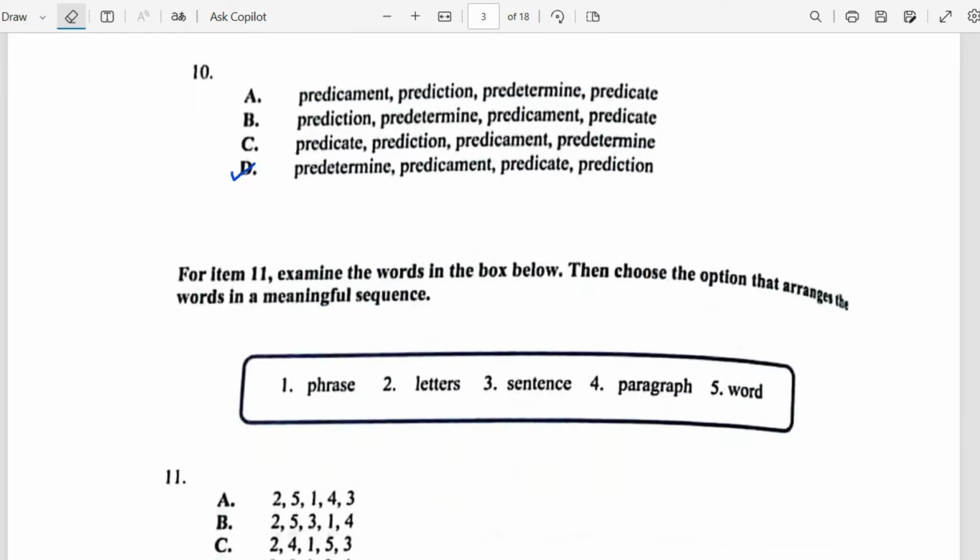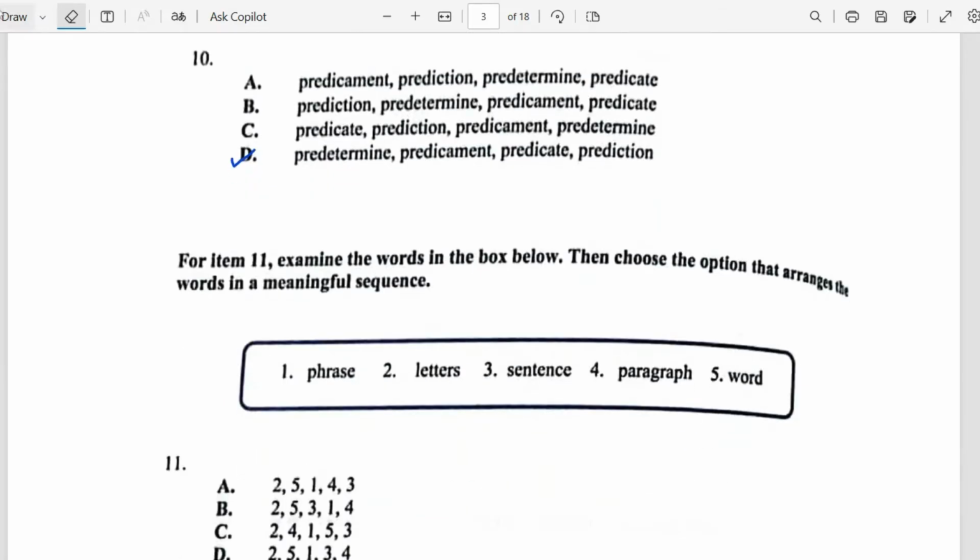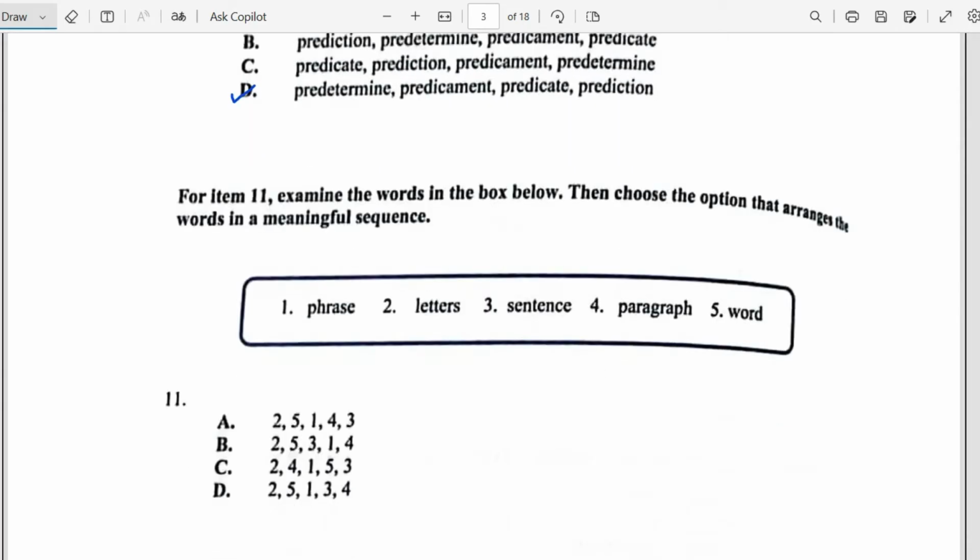Sorry, we'd have letter first. A letter is a part of a word. I was scrolling down to the answers. I got a bit confused. So the letters make up the words, and the words make up the phrase, and the phrase makes up the sentences, and the sentences make up the paragraph.